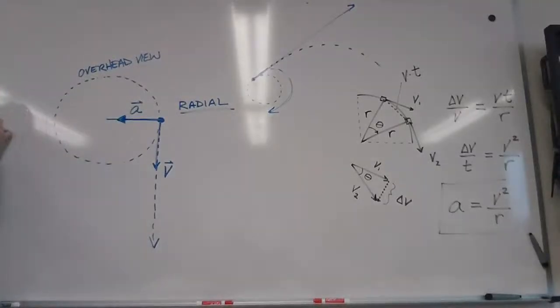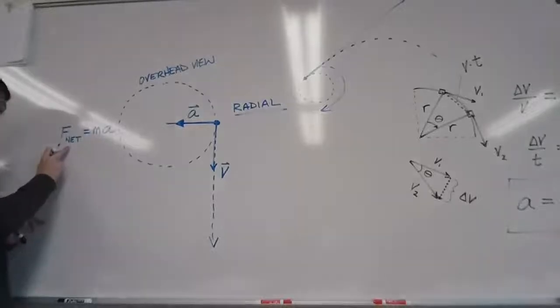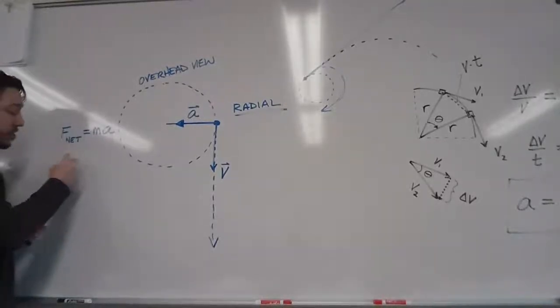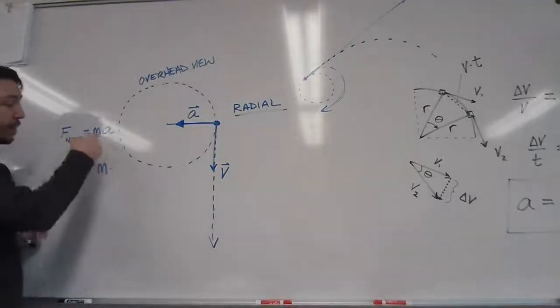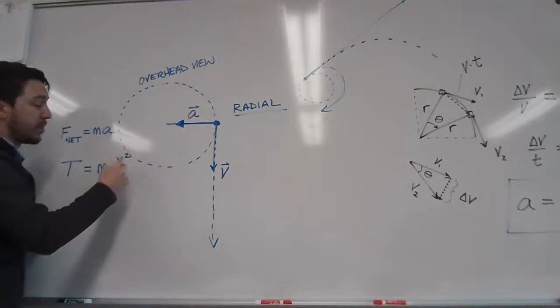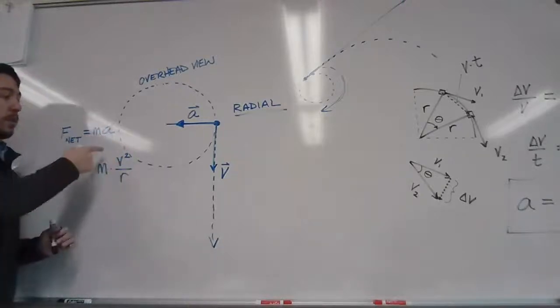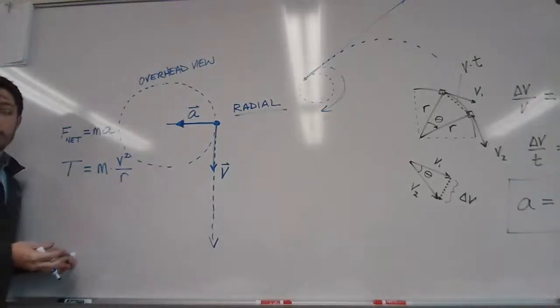So when I go F net equals ma, it always comes back to this, right? All right. F net equals ma. The net force in this problem is the tension in the string. The mass is the mass. And the acceleration is what? It's v squared over r, because it's traveling in a circular path at constant speed.